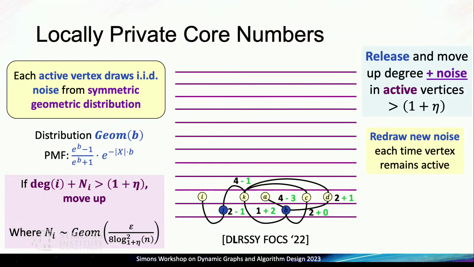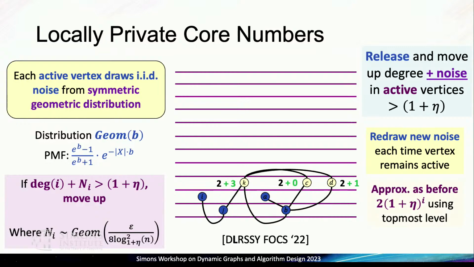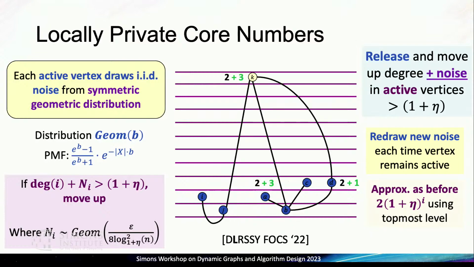And then everything else is the same. You draw new noise every single time a vertex remains active. You add this noise, determine whether the added noise plus the induced degree exceeds the threshold, etc. Approximation is using the maximum cutoff as before. And that's it. That's the only transformation for the algorithm. Analysis is a different story, but the algorithm at least is just this.